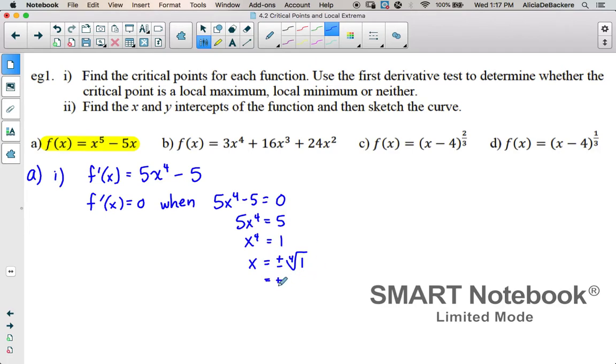And so it's just plus or minus 1. So I got 2 critical points, or sorry, critical numbers from f prime at x equals 0. I also need to check where f prime at x does not exist. And this derivative here is a quartic function. So this is a polynomial function, and I know that the domain of a polynomial function is the set of real numbers. So f prime at x always exists.